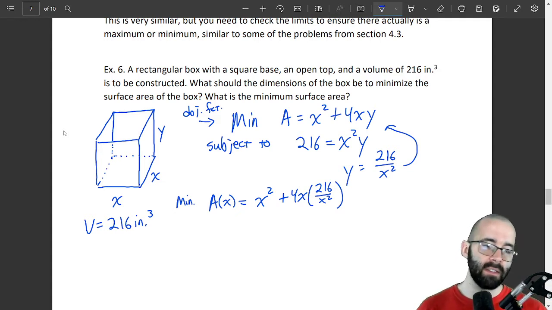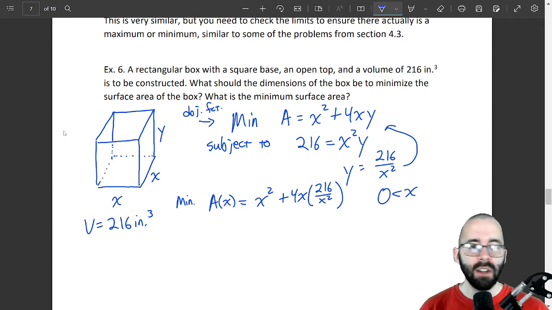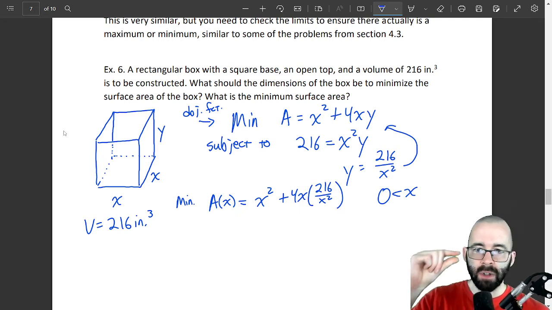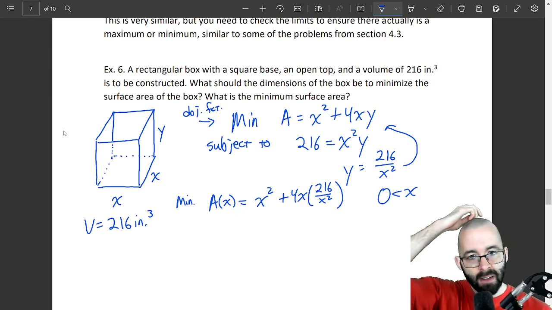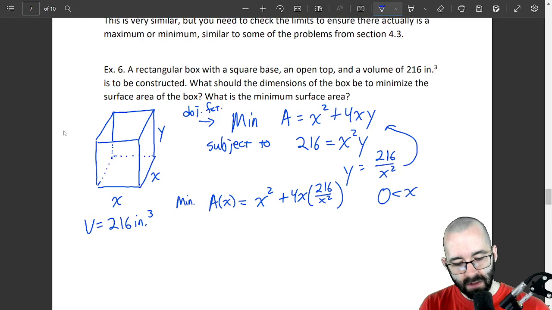So what's the biggest that x can be? What's the smallest that x can be? Well, the smallest that x can be is 0, but 0 is not included anymore. The area is not defined when x is equal to 0. This function doesn't even exist when x is equal to 0. What's the biggest x can be? x really can be as big as we want. It's going to be a really, really flat box if x is really big. But x can actually go off to infinity.